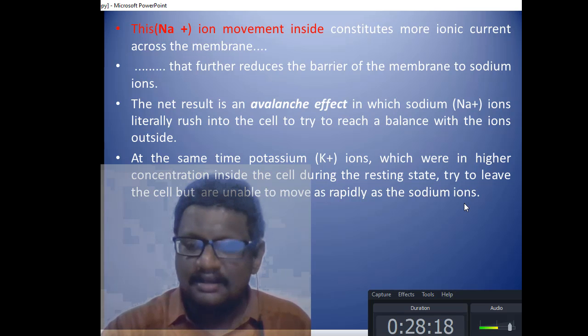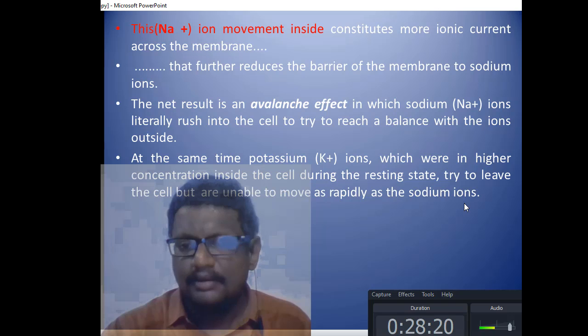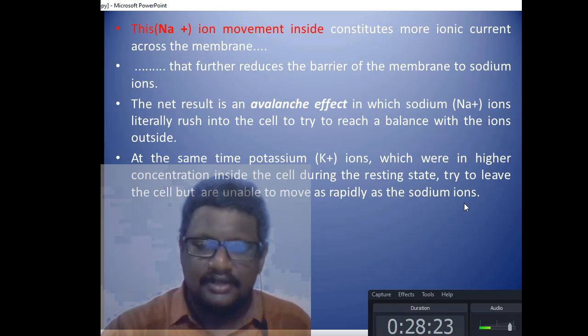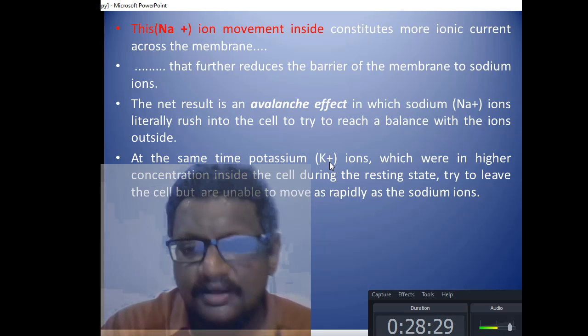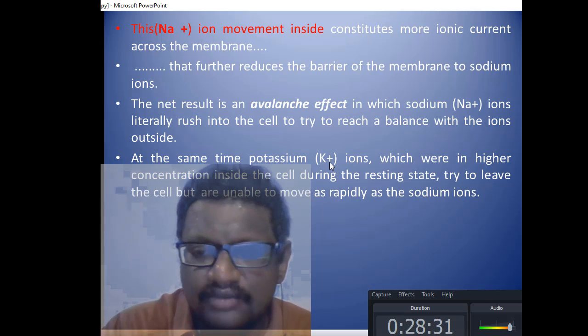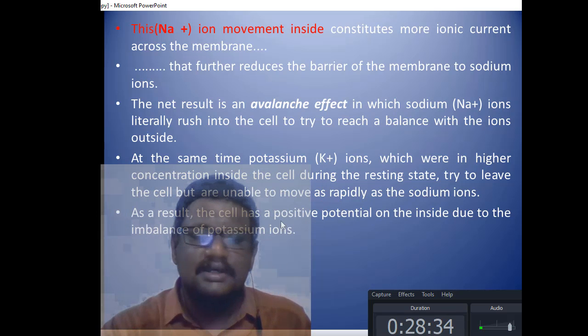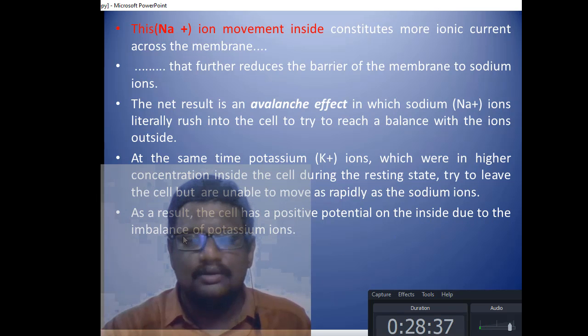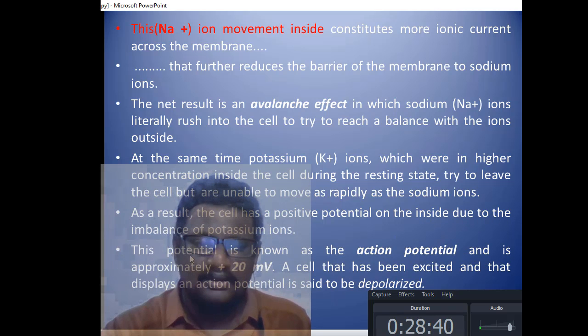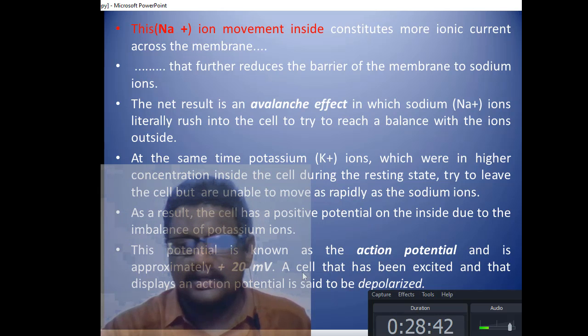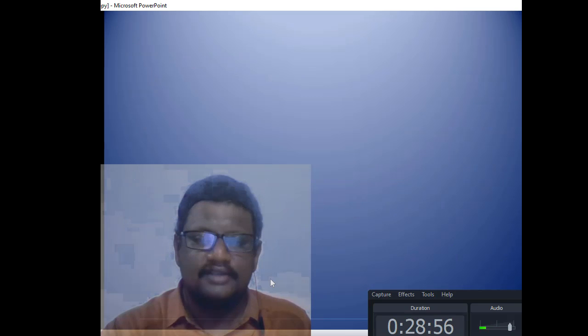Previously the secondary point we studied in the resting state; this is the secondary point for the active state, the action potential. Here the potassium ions are the secondary point. Potassium ions try to leave the cell, but they are not able to move as fast as the sodium ions. So there is more and more positive charge inside the cell due to the imbalance of the potassium ions. This potential is known as the action potential, approximately plus 20 millivolts. At this condition, the cell is said to be depolarized. Depolarized is a condition, while depolarization is a process.